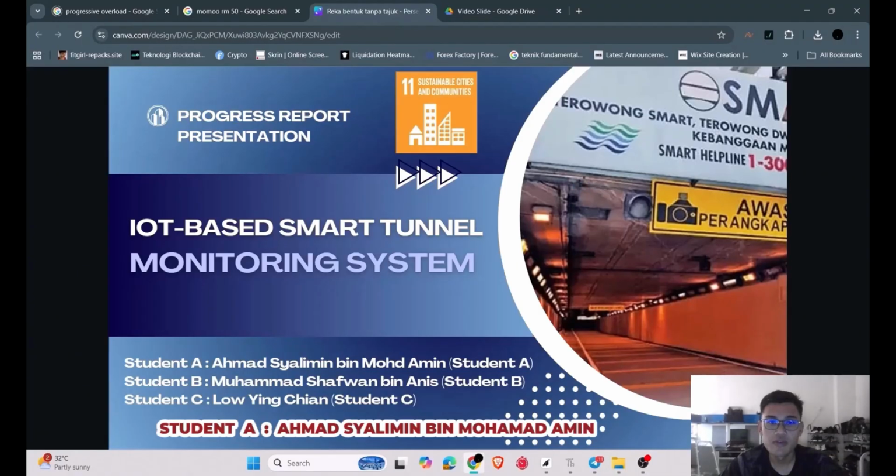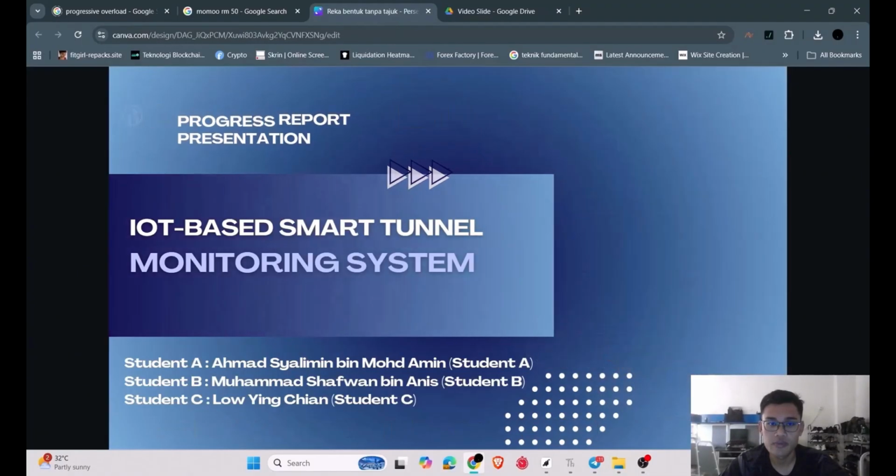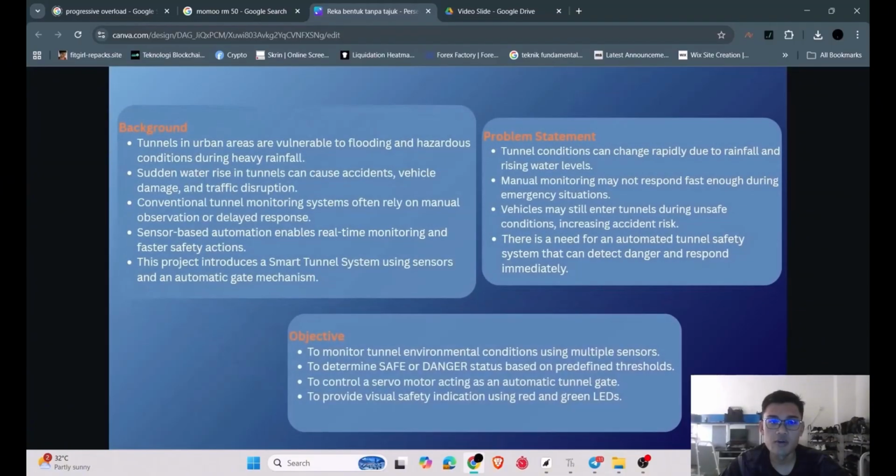Today I will present for the IoT mini project, which is an IoT-based smart tunnel monitoring system. For the background of our project, tunnels in urban areas are vulnerable to flooding and hazardous conditions during heavy rainfall. Sudden water rise in a tunnel can cause accidents, vehicle damage and traffic disruption. Conventional tunnel monitoring systems often rely on manual observation and also delay a response.